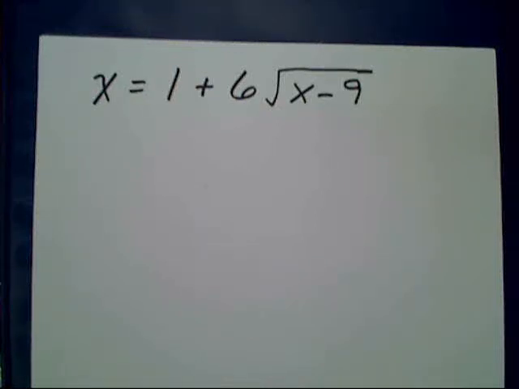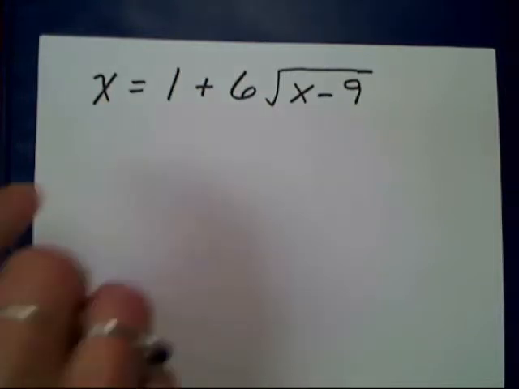Just for fun, let's do a bonus problem. Here I have x is equal to 1 plus 6 times the square root of the quantity x minus 9. Now remember, we're solving because there's an equal sign.